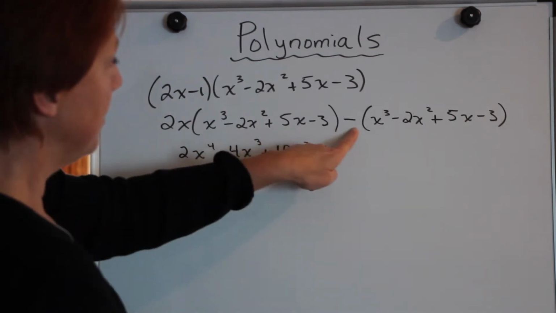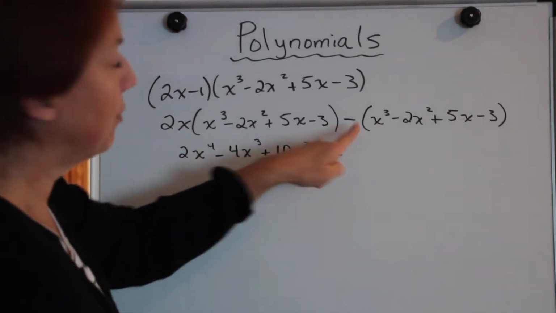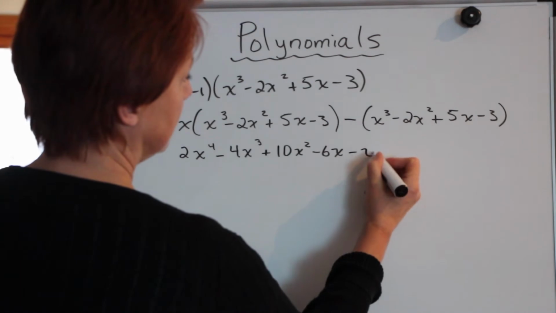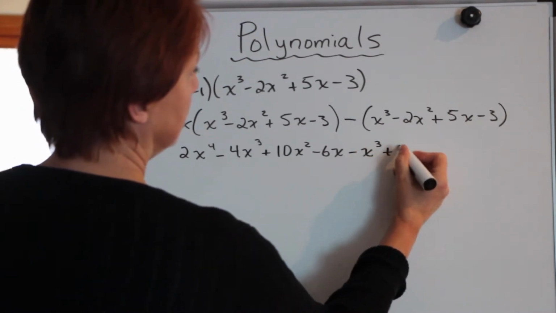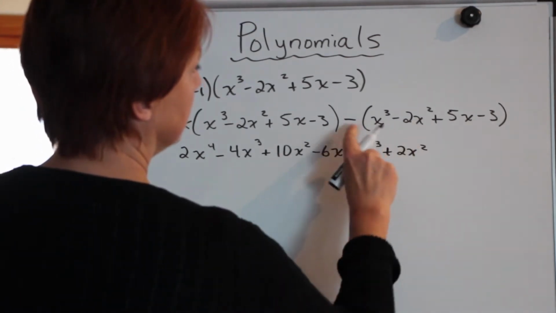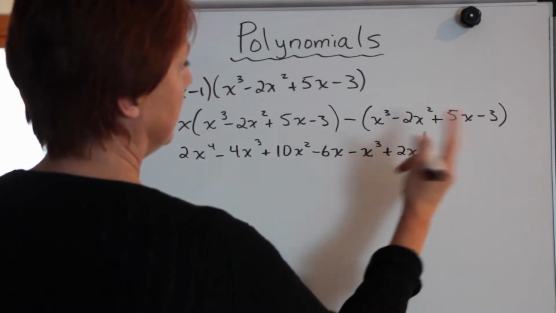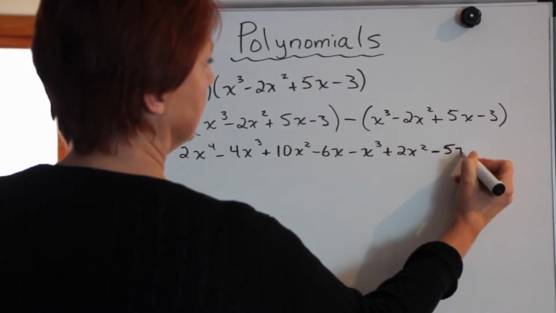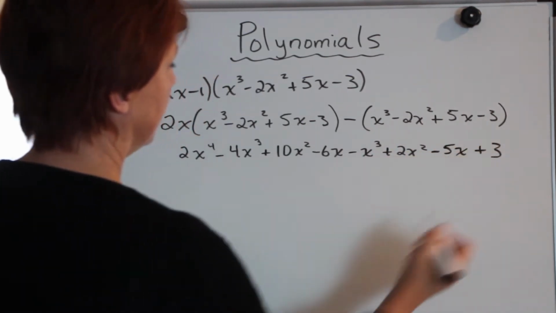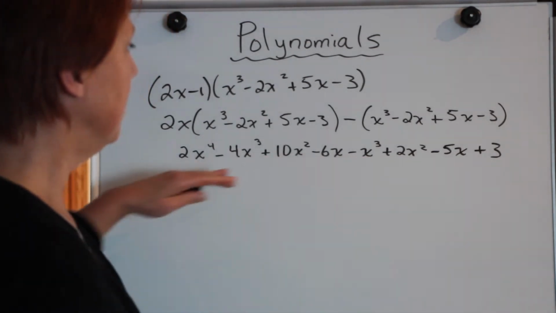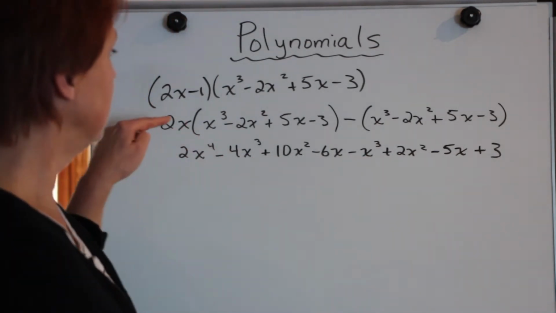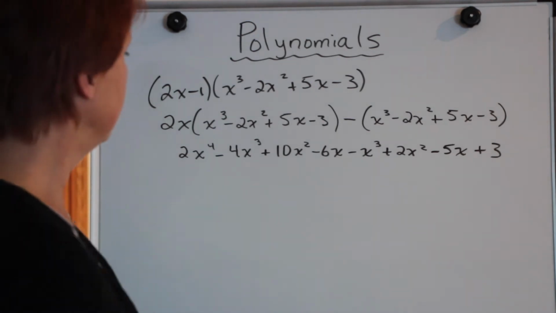Now, this -1 will get multiplied through, so we're going to get minus x cubed plus 2x squared, because these two negatives will multiply to make a positive, then minus 5x, and finally plus 3. So you see how many terms there are, okay? And this is why it's easy to get lost if you don't map it out to start with.